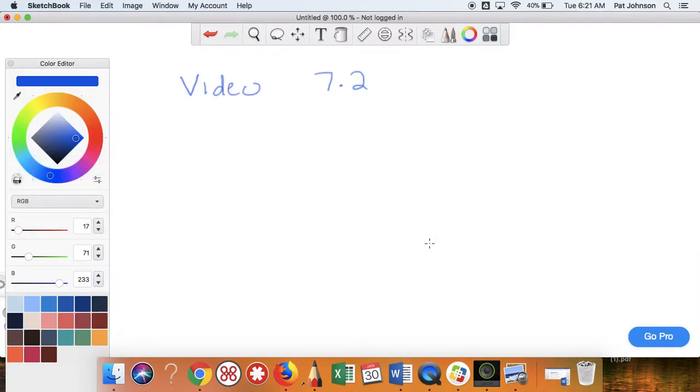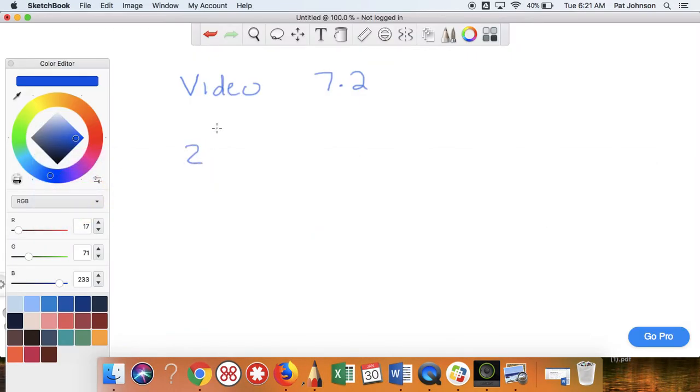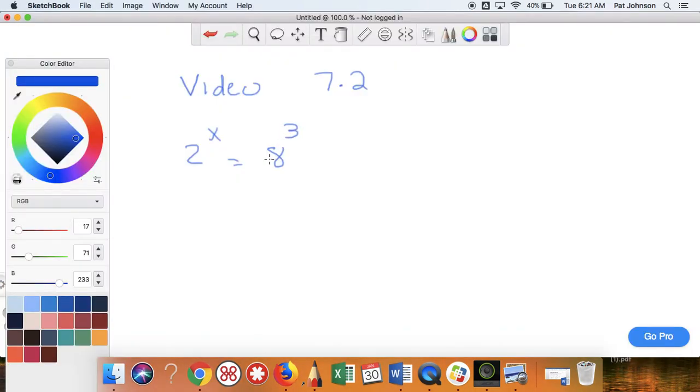Example 1 says solve 2 to the x equals 8 to the third power. Now, in order for us to solve this, we have to have the same base. So we've got to go back to exponents. Identify the base: one base is 2, my other base is 8. These are raised to the x and the third power. They're not the same, but you should know that 8 is equal to 2 cubed.